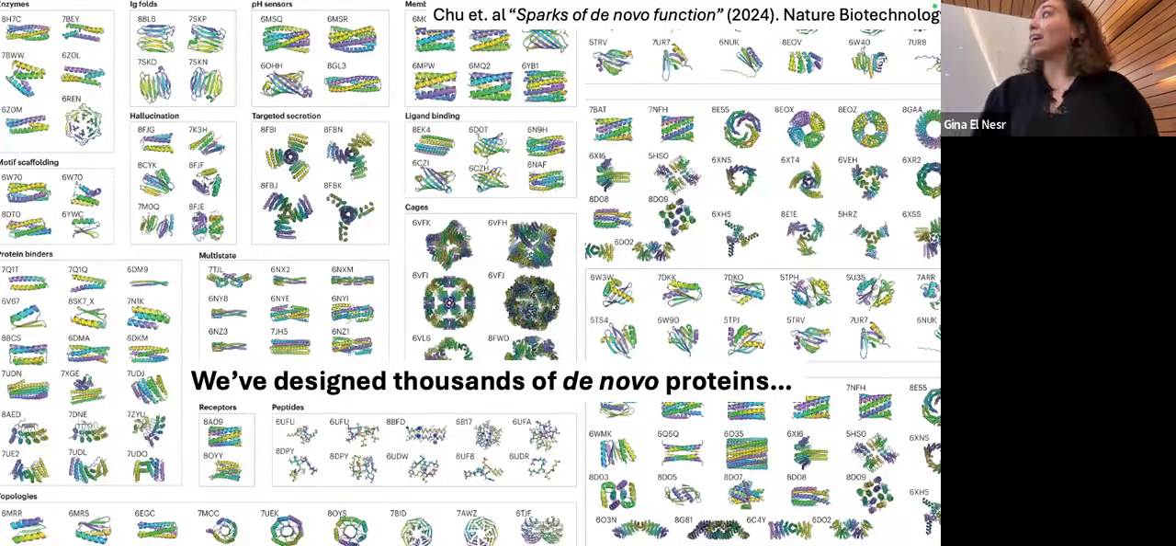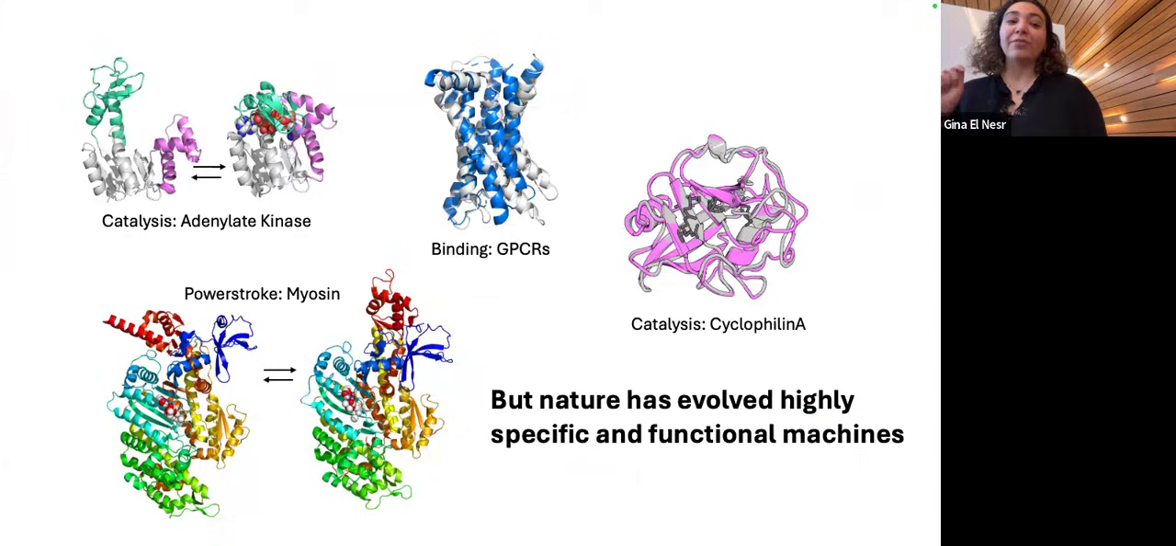But nature has evolved a lot of very, very specific and functional machines. They can do a lot of great chemistry, and they all use dynamics. Adenylate kinase has a multi-angstrom conformational change upon binding, which allows for its catalysis. GPCRs, which are a really important drug target, also have a conformational change upon binding and that changes the activation. Inactivation, cyclophilin A is an enzyme that has microsecond, millisecond dynamics, but on the residue scale, where there's 4 concerted motions of just the residues.